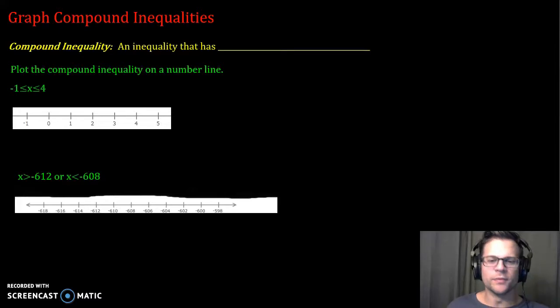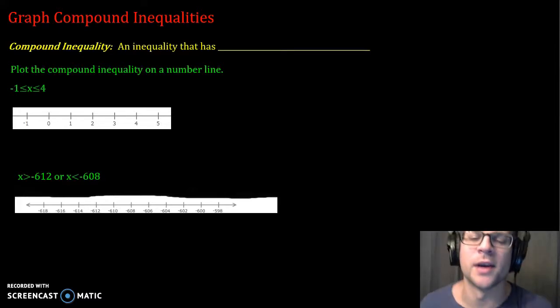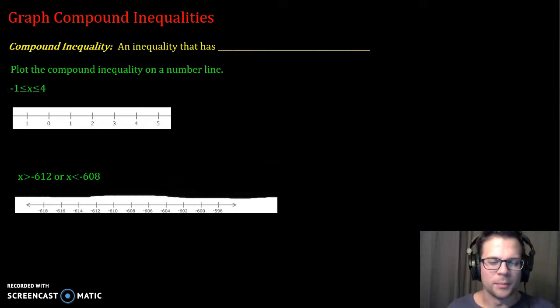All right, so we're going to move on to a different type of inequality, and that's called a compound inequality. It is set up a little bit differently than the inequalities that you've seen previously, and we're just going to hop straight into how to graph them, not worrying about solving any of them yet. So a compound inequality is simply an inequality that has two different parts.